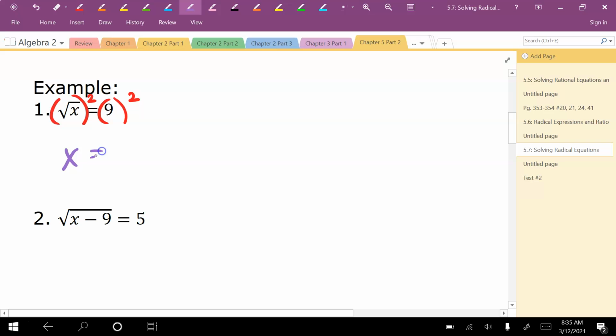On the right side here, we have to also square 9. So we have to take 9 times 9, which would be 81. Okay, so x equals 81. And that should make sense because if you were to square root 81, you would get 9 to come out.